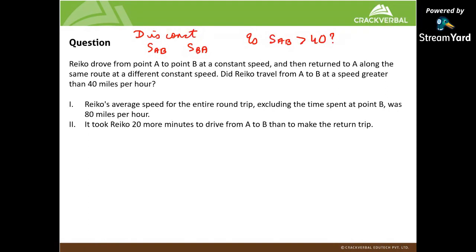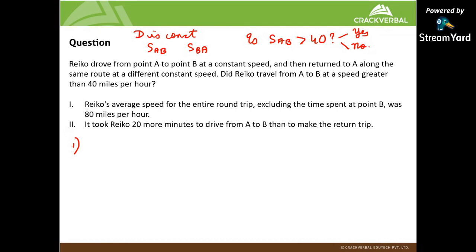Now clearly, I've set up the question. I don't need to simplify the question stem because it's very straightforward. It's just asking whether the speed from A to B is greater than 40. But it's a yes/no data sufficiency, so when I work with the statements, I need to try to prove insufficiency. I need to try to get a scenario where I get a yes and a no to the main question. There's nothing to break down here, so I'm going directly to the first statement.